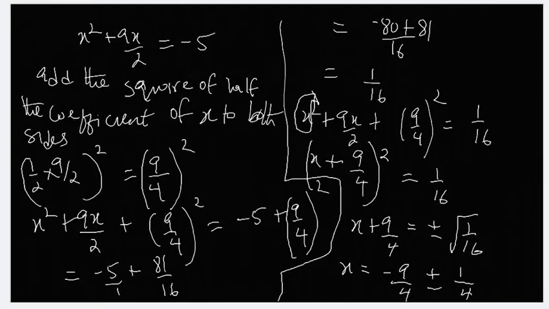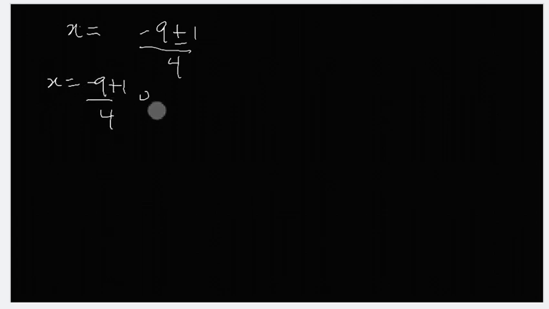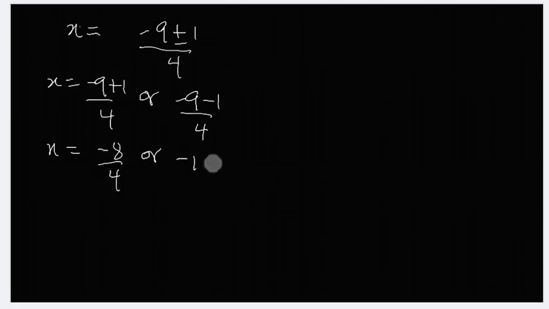So this becomes x equals minus 9 plus or minus 1 over 4, since they have common denominators. So x equals minus 9 plus 1 over 4, or minus 9 minus 1 over 4. So x is equal to minus 9 plus 1 is minus 8 over 4, or minus 10 over 4. So this gives us minus 2 or minus 5 over 2.